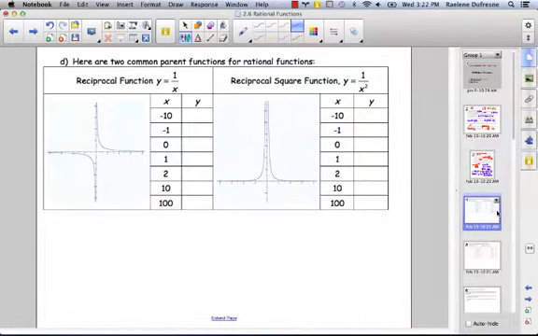Here are two common parent functions then, as we just saw, 1 over x, and of course the reciprocal square function, 1 over x squared. If we complete the table of values, the reciprocal of -10 is -1/10 or -0.1. The reciprocal of -1 is -1. The reciprocal of 0 is either -infinity or +infinity. For example, as x approaches 0 from the left-hand side, y approaches -infinity. So we could say that the reciprocal of 0 is -infinity.